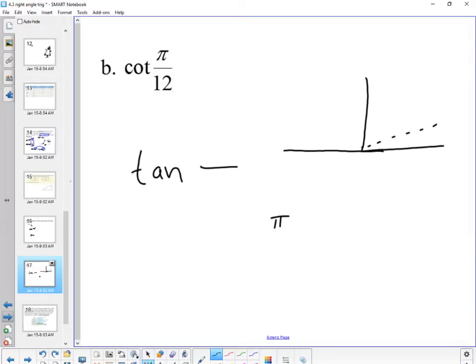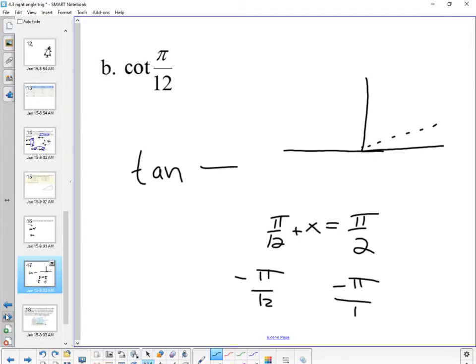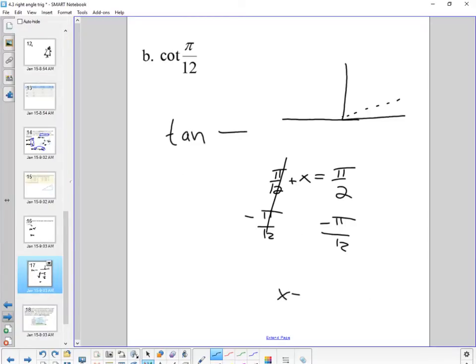I have pi over 12 plus something, and together they should make pi over 2. I'm just going to algebra this. I'm going to ask my good friend algebra. I like algebra. So I'm going to take away pi over 12 from both sides. That's gone. I need a common denominator, which is 12. So this becomes 6 pi over 12, and 6 take 1 away gives me 5 pi over 12. So there it is: tangent of 5 pi over 12.